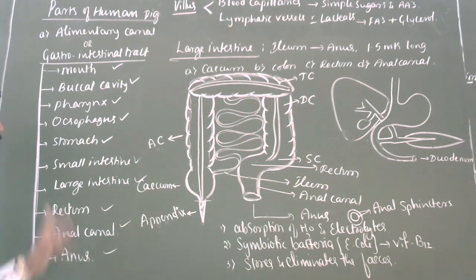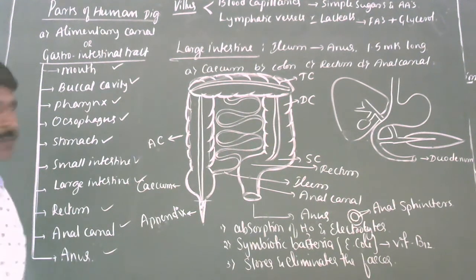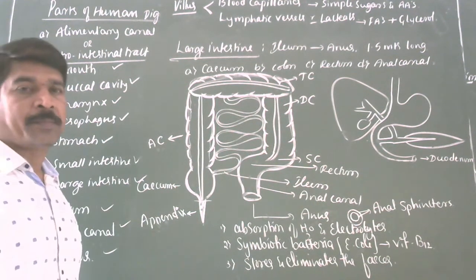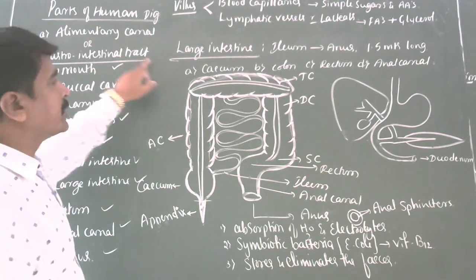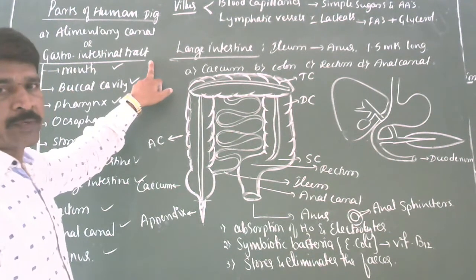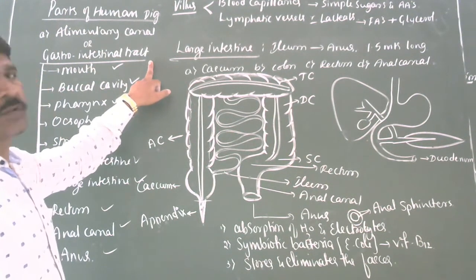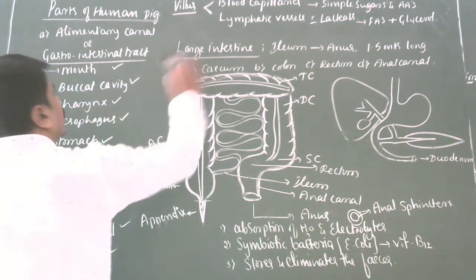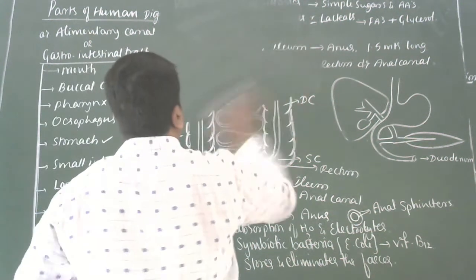Clear? So you have to keep the things according to the heading wise. Then only you can select the correct answer from the 4 options in the NEET examination without hesitation. Clear now? So with this, we have completed the parts of alimentary canal or gastrointestinal tract. I think it is very clear. Okay. Now we'll go for the digestive glands. Let us come to the digestive glands.